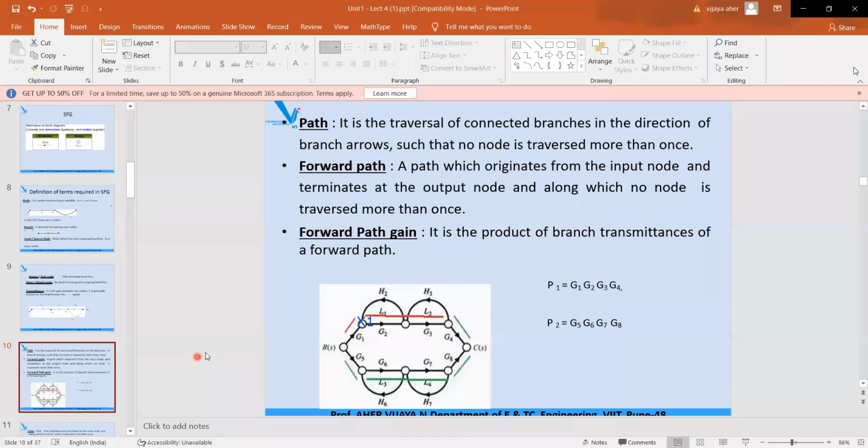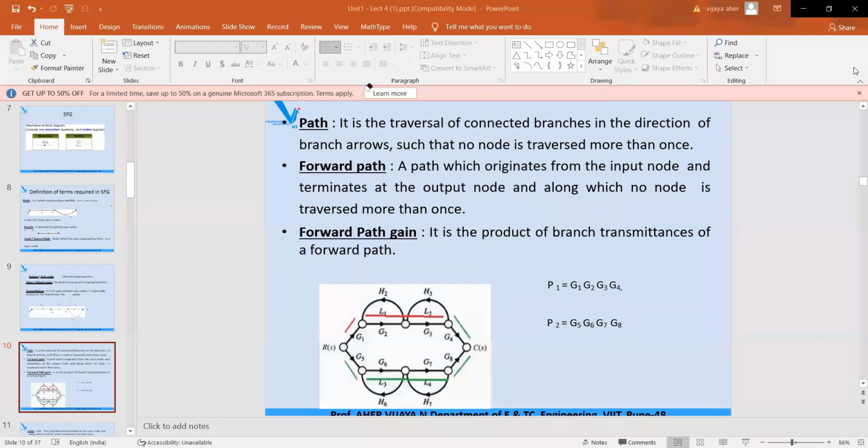Now look, 2-3 more terms you have to remember. What is path, what is forward path, and forward path gain. So how to write that? Okay, so path. In this same example I had shown you two paths, right? P1, P2. Same thing, I have taken the same example again.